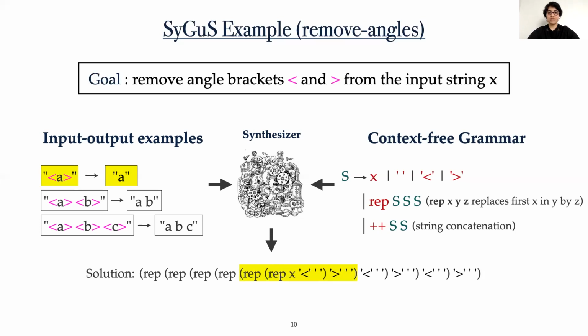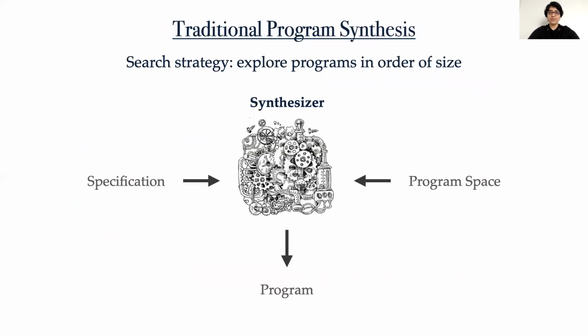Because the grammar allows for no loops or recursion, and the replace operator only replaces the first occurrence of angle brackets, the solution involves calling replace 6 times. We assume that the user is interested in processing strings with at most 3 pairs of brackets, so this solution is sufficient. Traditional enumerative synthesizers explore candidate programs in the order of size.